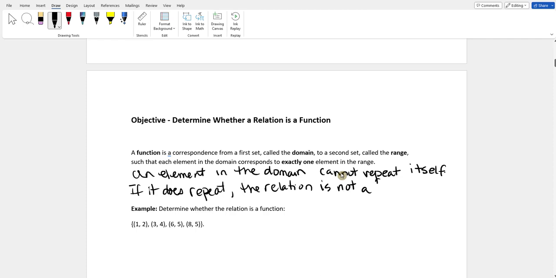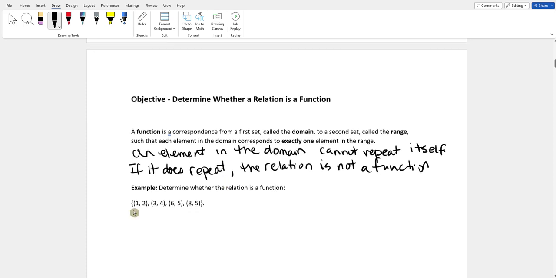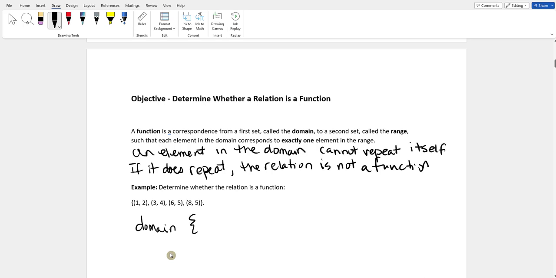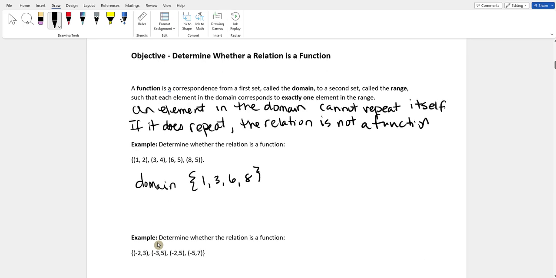All right, so let's look at our first example. We have the ordered pairs (1, 2), (3, 4), (6, 5), (8, 5). Let's look at the domain. We're only going to look at the x values, and we're going to determine whether or not any of these x values repeat. So I have 1, 3, 6, 8. As you can see, none of these values repeat. So this is a function. No elements in the domain repeat.